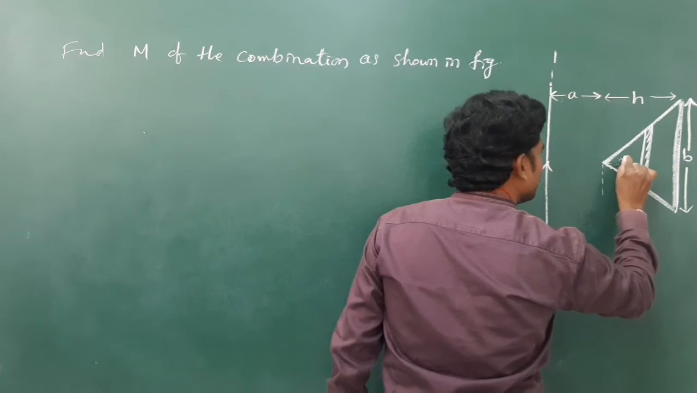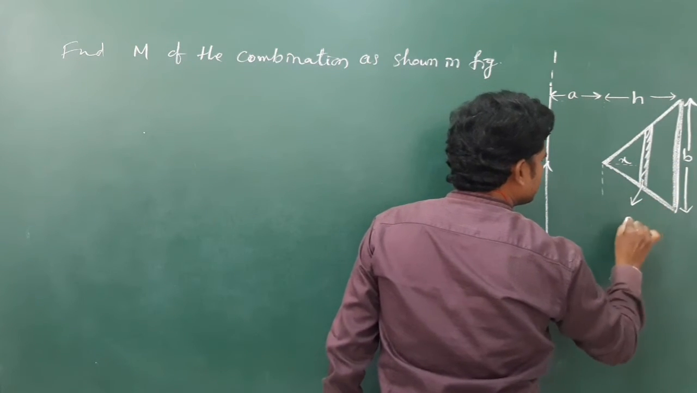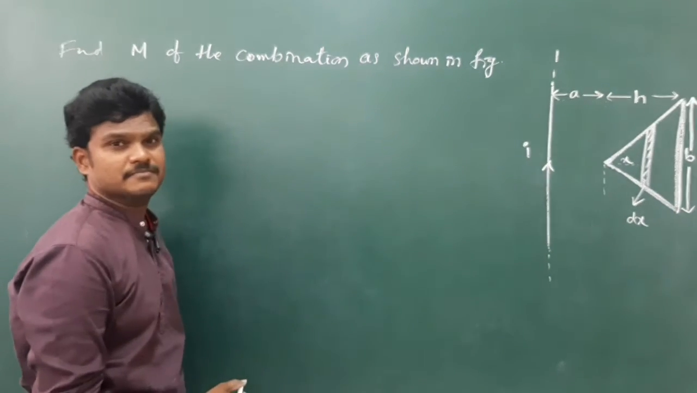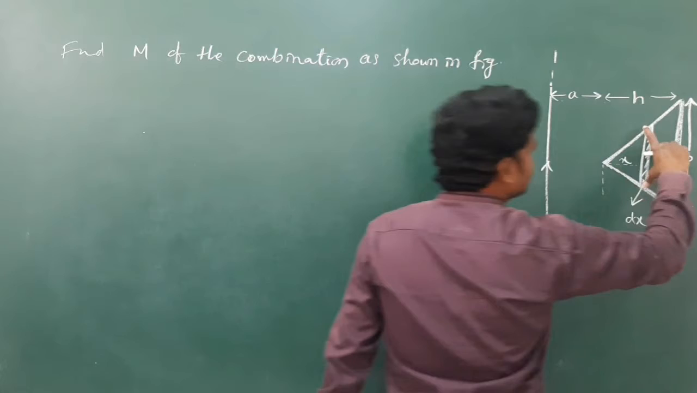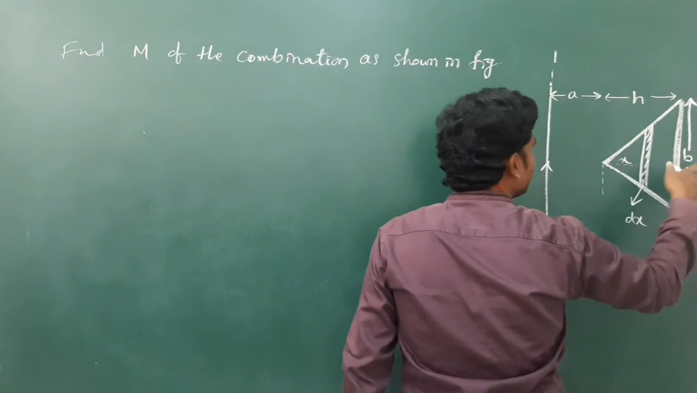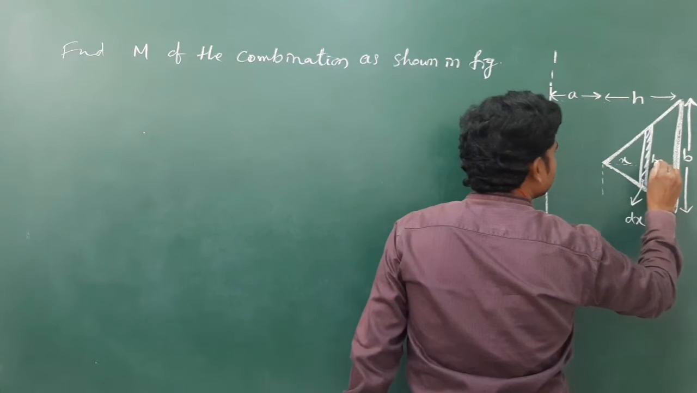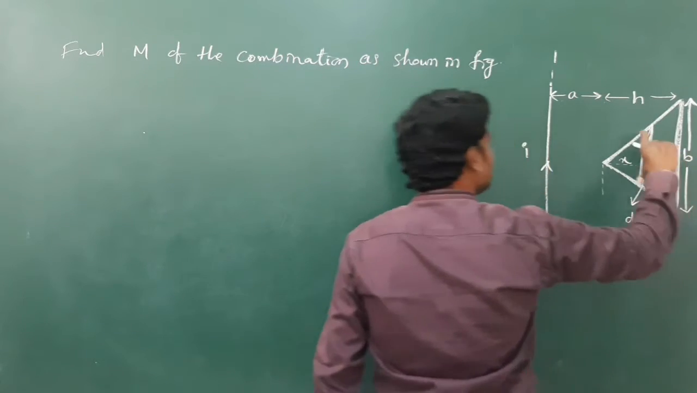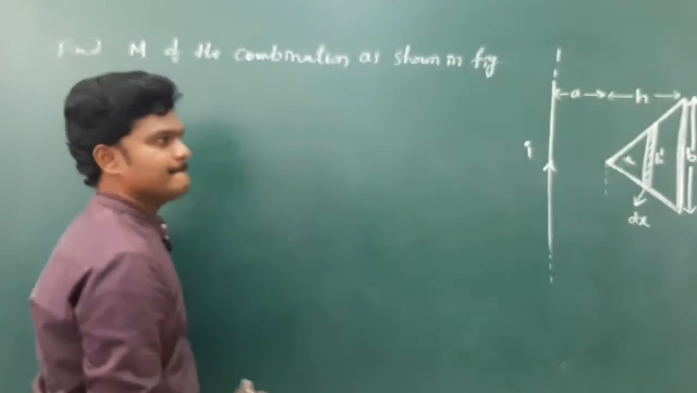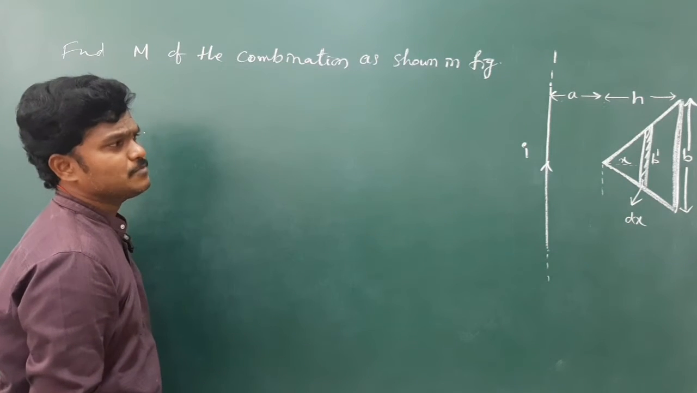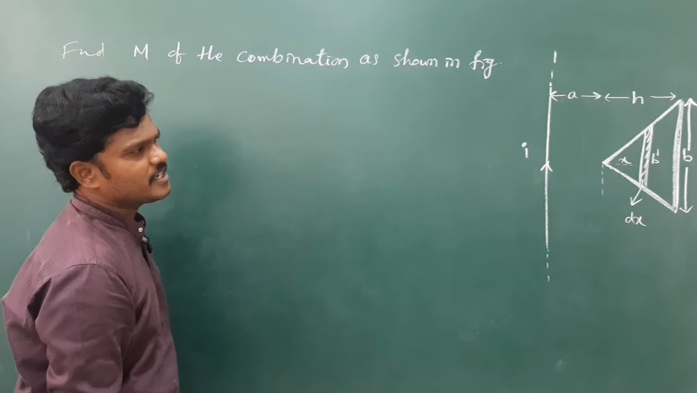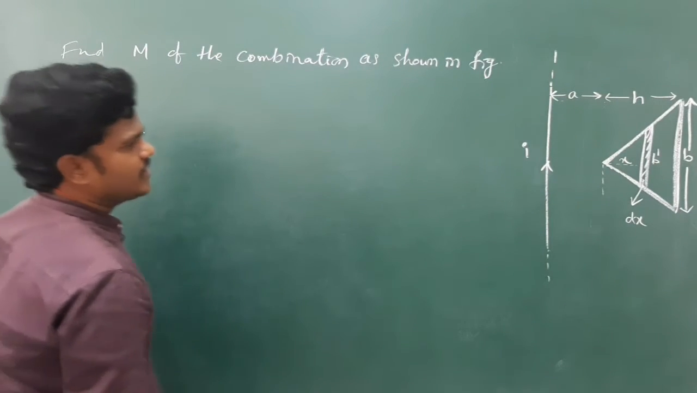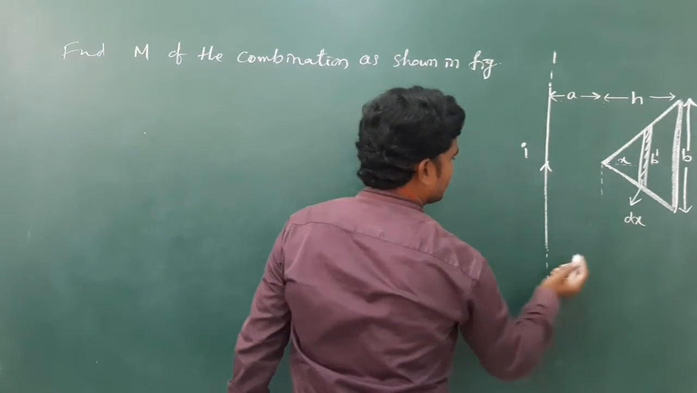At a distance of x, the small strip thickness is dx. Area is x into dx, but this height is different from b. Let me take this height as b dash. B dash is the height of the small strip. Then the area is different. Tell me the area of the strip.